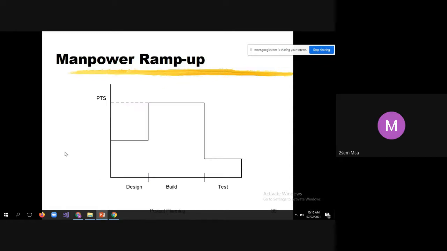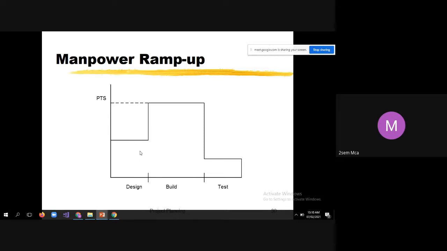See this diagram, see here, this curve looks like a Rayleigh curve. This is the shape of the Rayleigh curve. See, for design, say for example, this is the effort required.